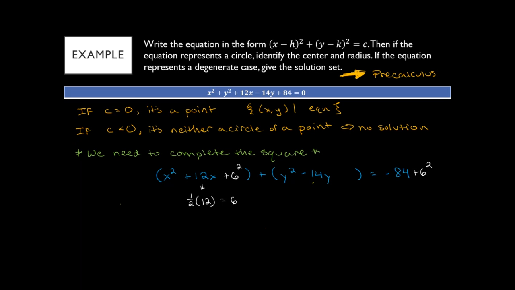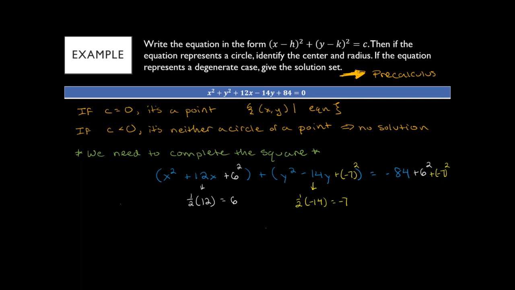I'm going to do the same thing here with the negative 14. So I'm going to take half of negative 14, which is negative 7, and then I'm going to add negative 7 squared on both sides. Should have moved over a little bit left here, should have not centered so much. So that's the completing the square process.